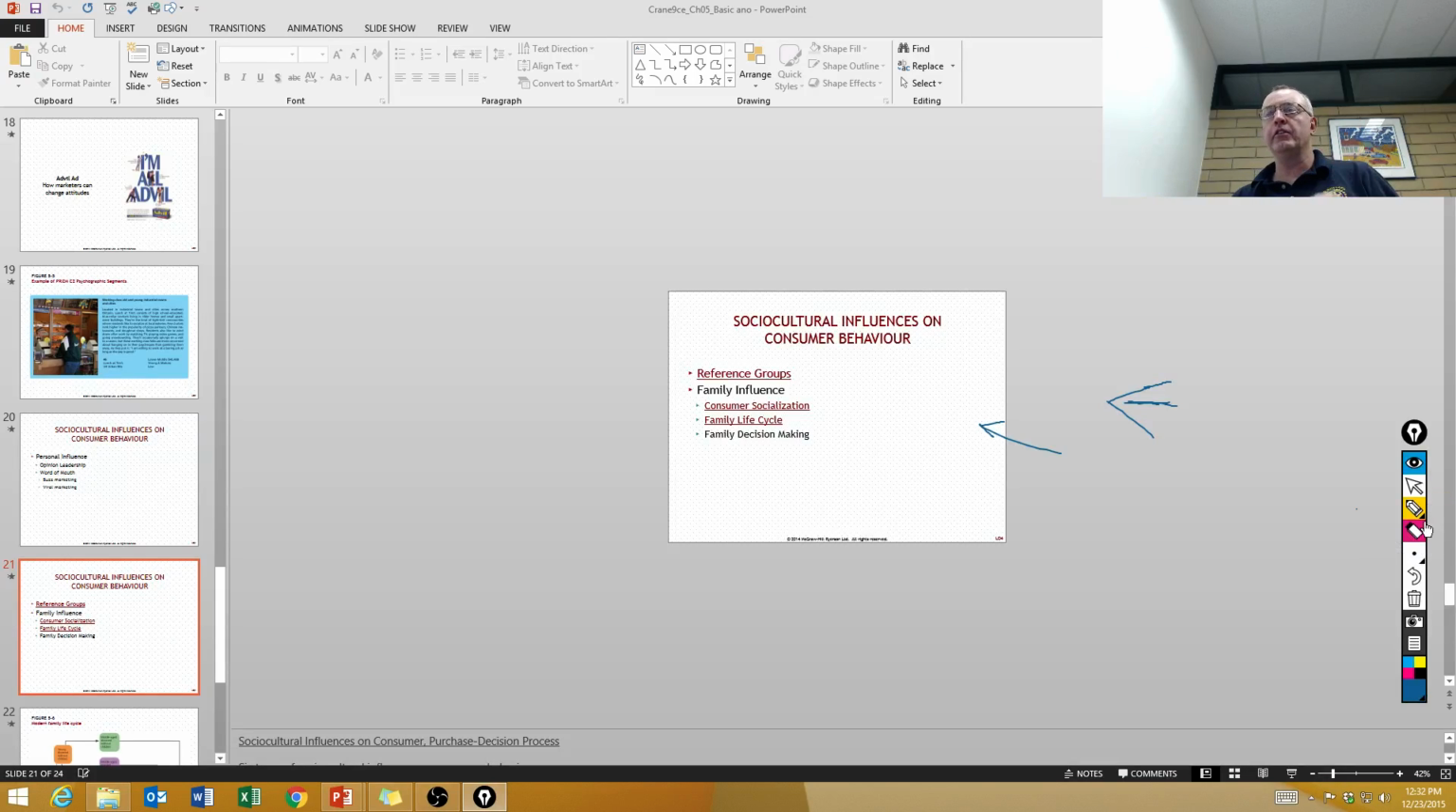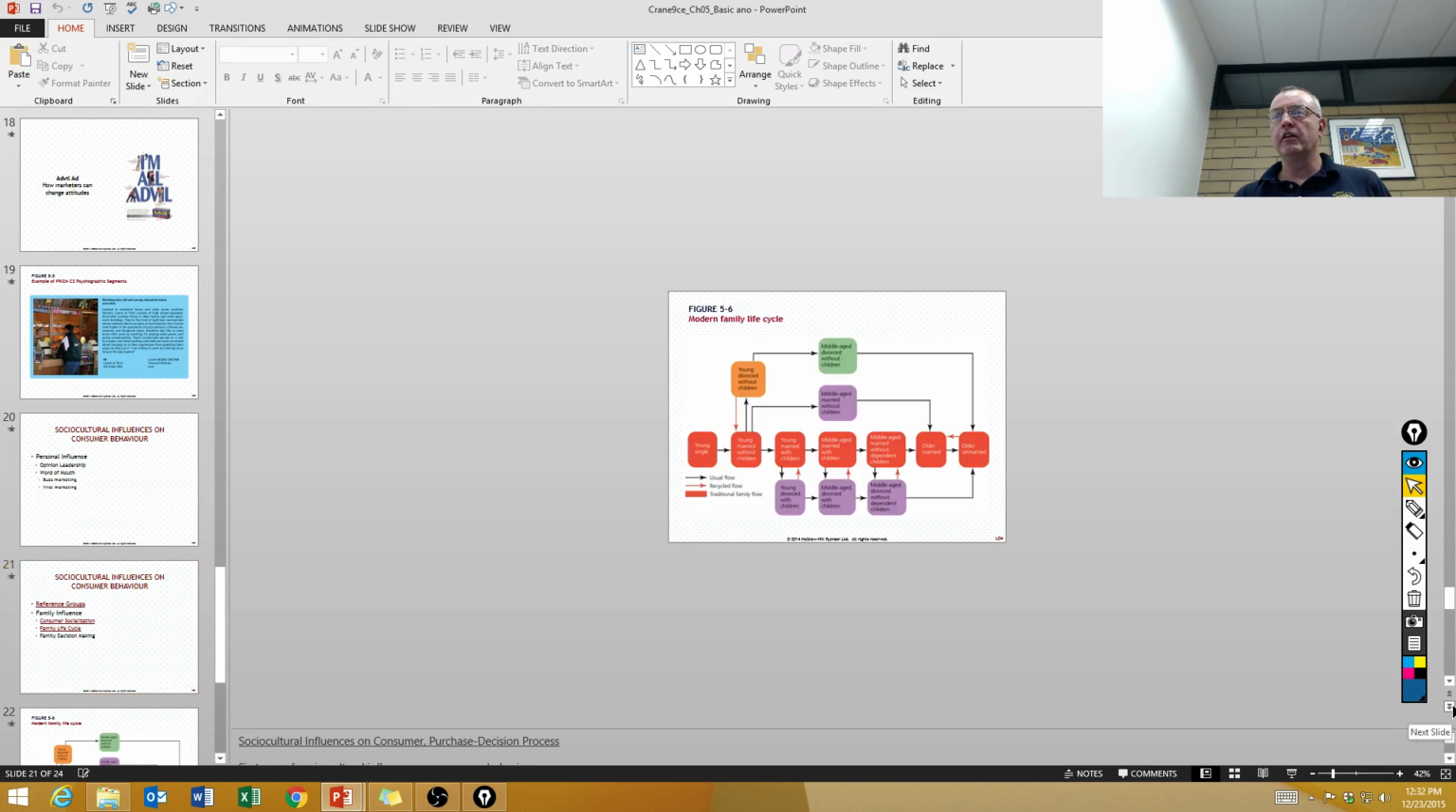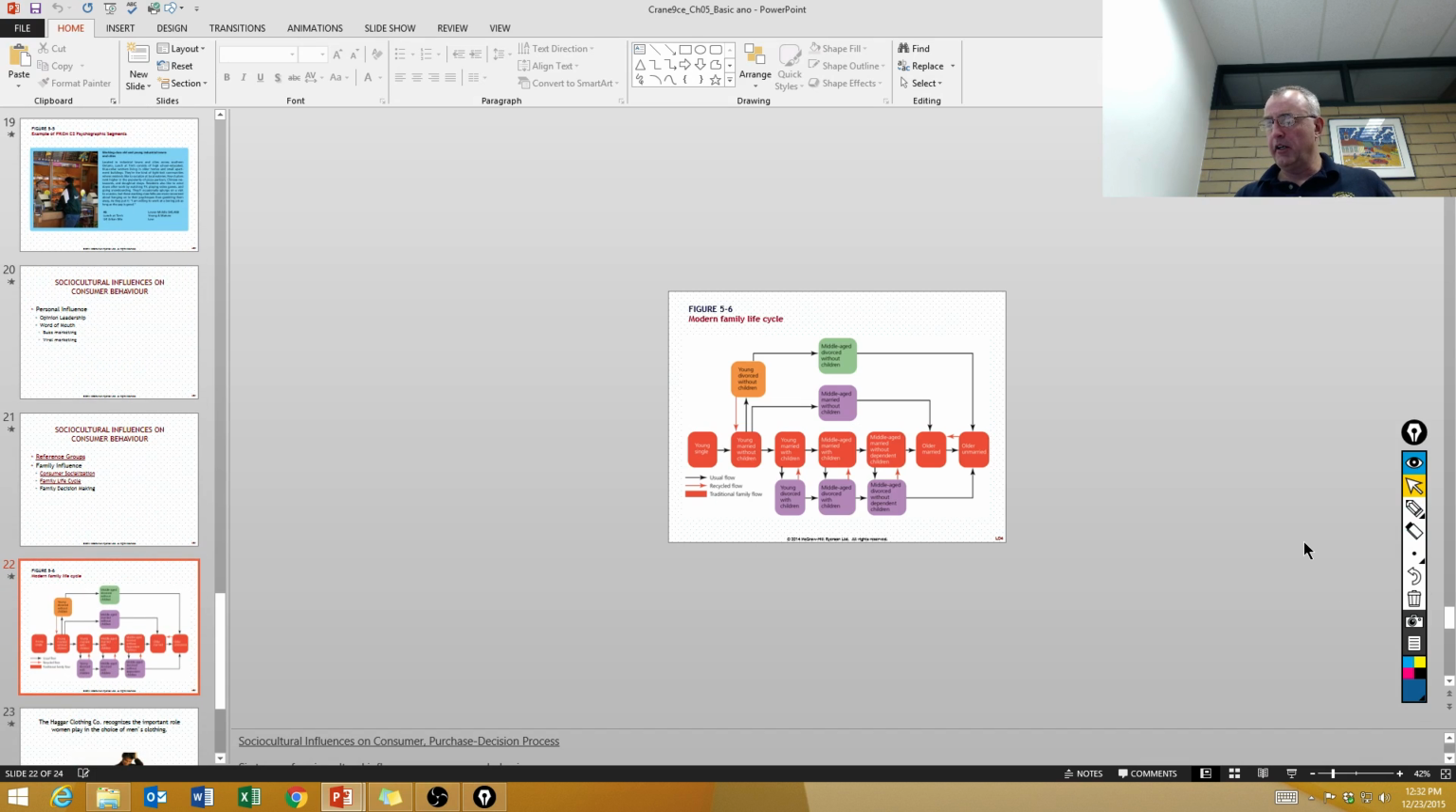Okay, and then the third family influence factor in the consumer purchase decision process is the family life cycle. This is the family life cycle. So this is pretty hard to see on the screen, so you'll have to see it in the book. But we just happen to buy different types of products at different stages of our life cycle. There's no surprise there.